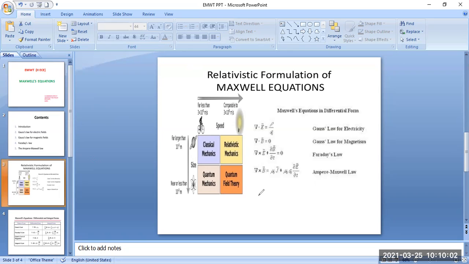B bar is equal to mu into H bar. This is the relation between magnetic flux density and magnetic field intensity. So we can take H bar is equal to B bar divided by mu. Substitute H bar, that is B bar by mu, in the fourth equation. Then mu is common to all the terms, that is mu naught into J bar plus mu naught epsilon naught into dou E bar by dou T.